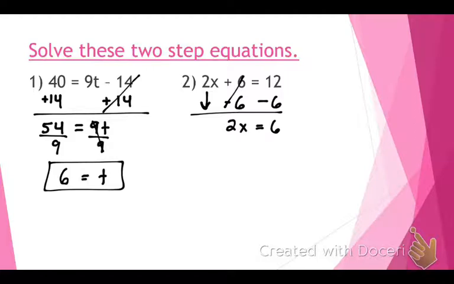Excellent. Girls, keep going. What do I have to do to get x by itself? Divide by 2 on both sides. And what do I get? 3. x equals 3. Who had that one correct? All right, good job. Any questions for how to do a two-step equation? There will be problems exactly like this on your final next week. Okay, we're going to move on then.